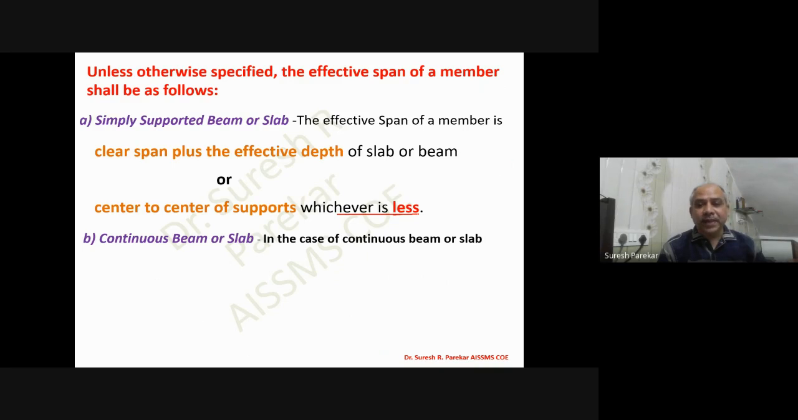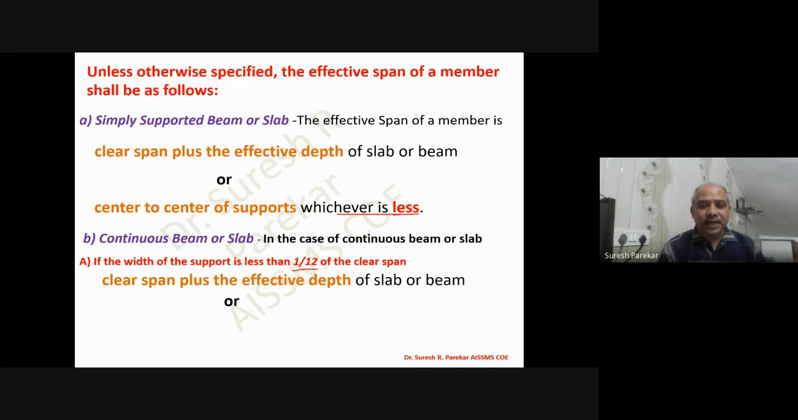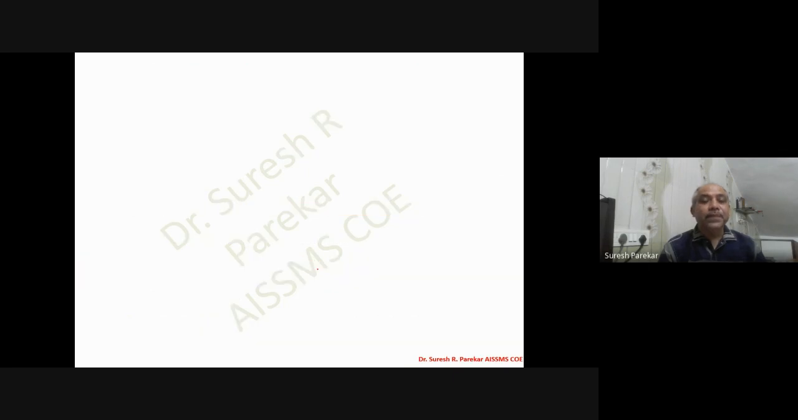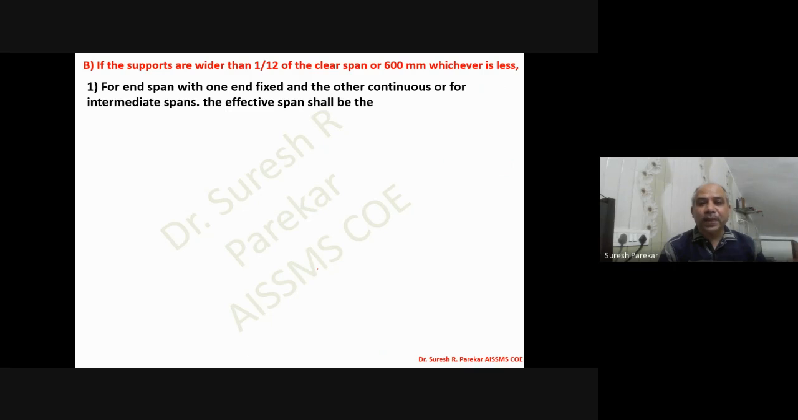Then continuous beam or slab, here we have two categories, which are related to the width of the support. If the width of the support, as you can see here, is less than 1/12 of the clear span, then we have to use part A, whichever is less of clear span plus the effective depth or center to center distance, and the lesser we have to consider as the effective span. But if we have a support wider than 1/12 of the clear span or 600 mm, whichever is less, then in that case, for an end span with one end fixed and the other continuous, or any intermediate span, the effective span shall be the clear span between the supports.